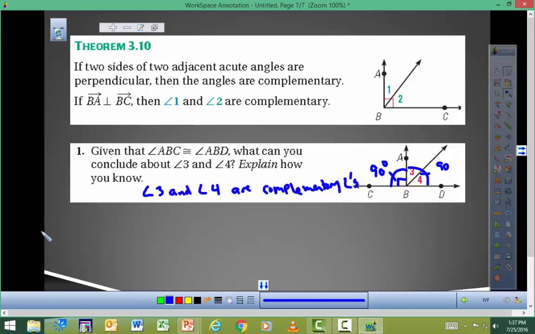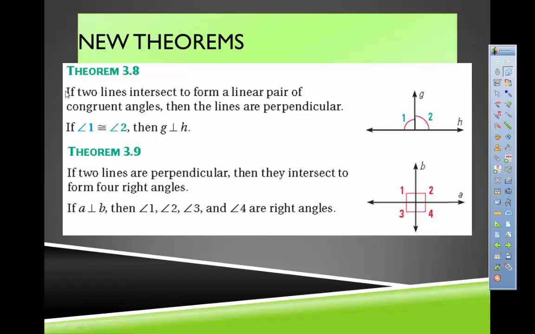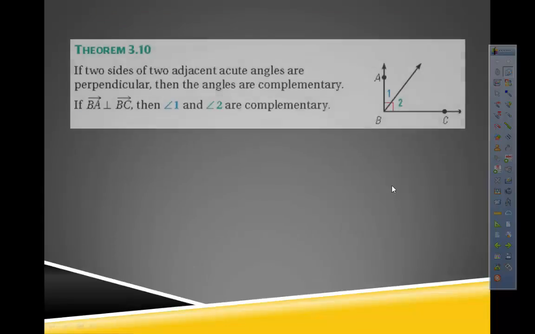Alright, so that's not too bad there. Explain how do you know? Well, according to theorem 3.8, let's back up there. 3.8 said if two lines intersect to form a linear pair of congruent angles, then the lines are perpendicular. And then we found out from theorem 3.9, if the lines are perpendicular, then they're all right angles. So there you have it.